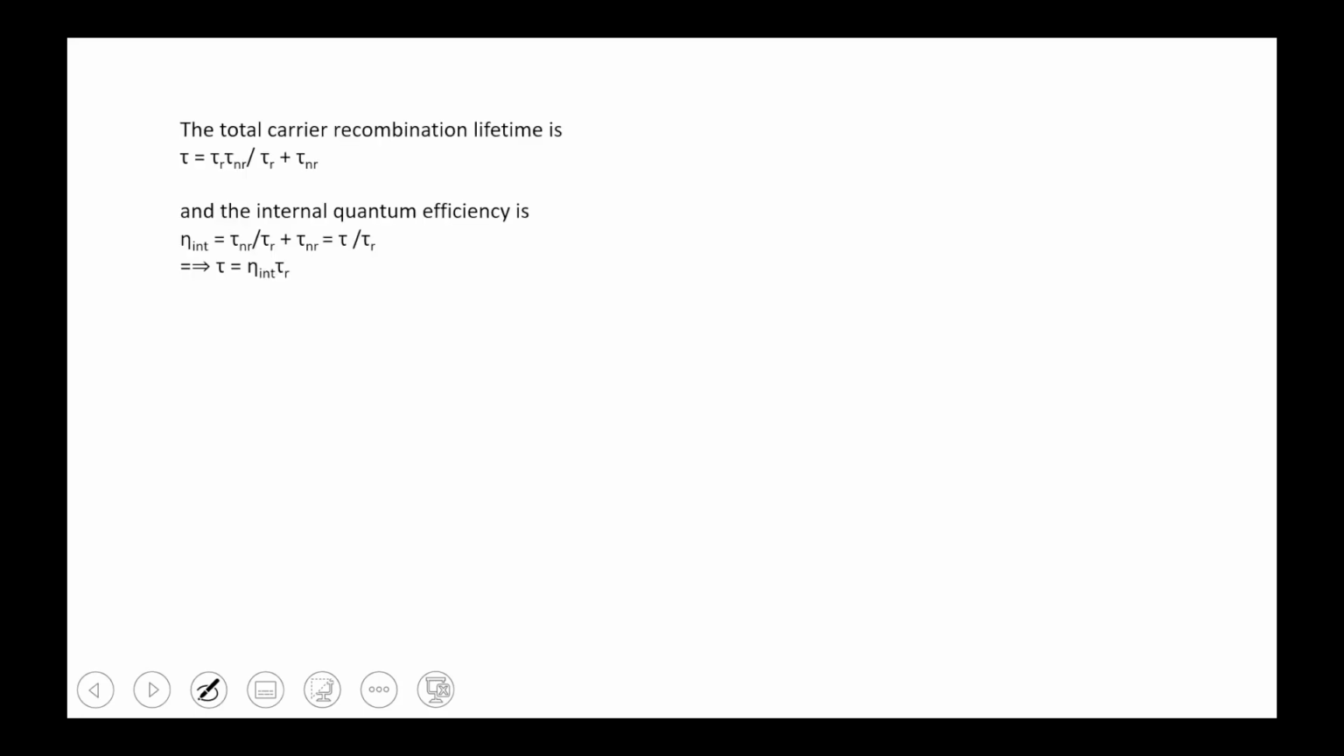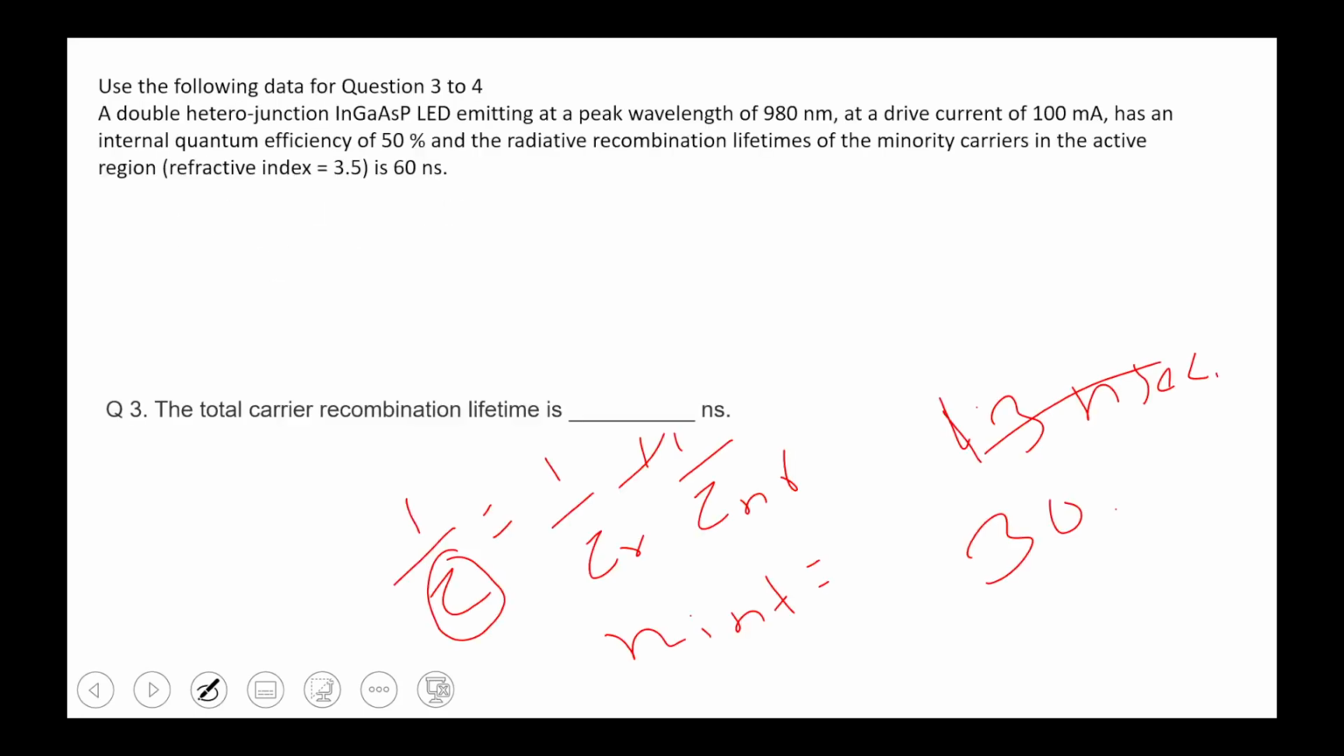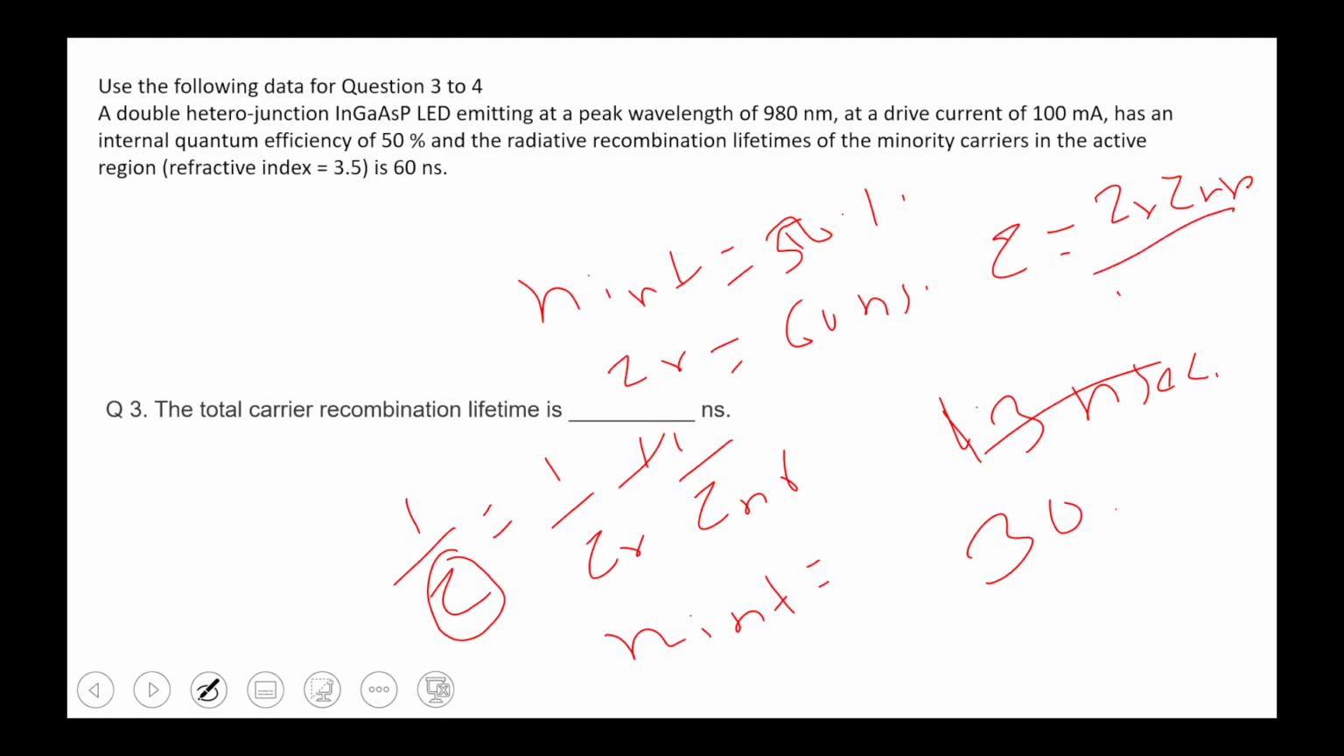Sir, I'm having some problems while solving the assignment. You have already been given the internal efficiency equal to 50%. You have been given the value of tau R, the radiative recombination lifetime of the minority carrier, which is 60 nanosecond. You know that tau equals tau R tau NR upon tau R plus tau NR. Do you know this formula? Yes, sir.